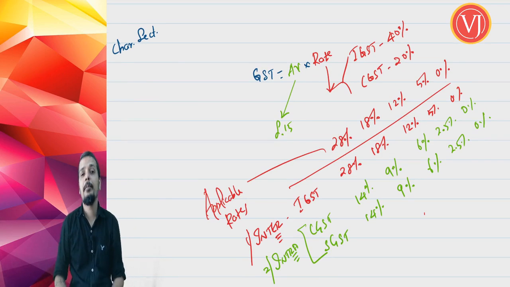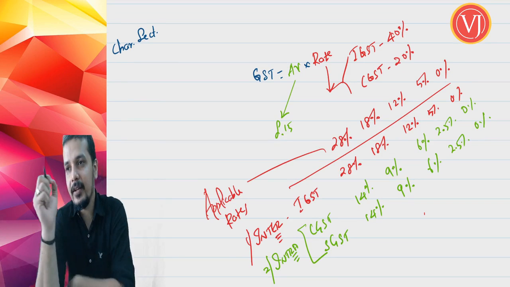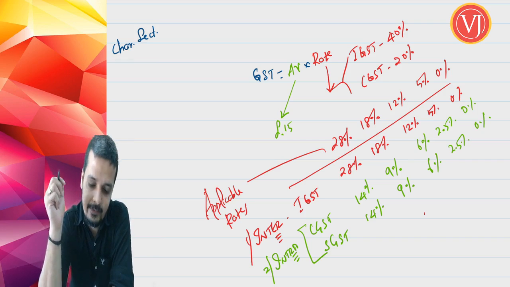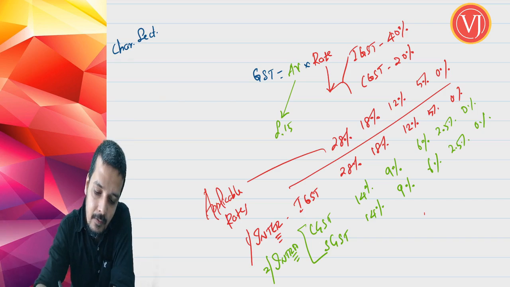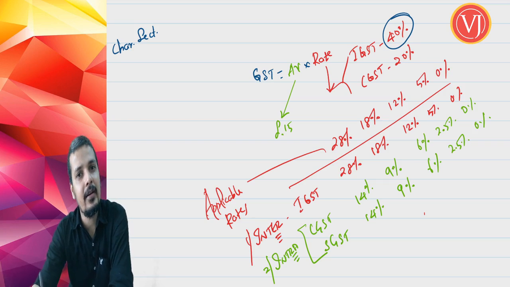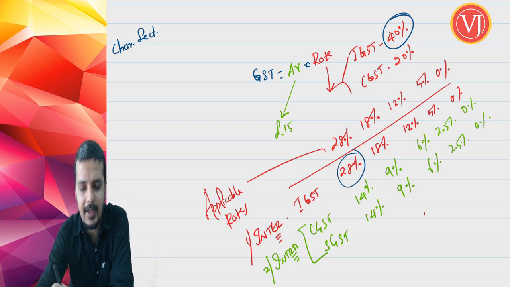Now, let me be very clear. You have to be very cautious with the wordings. If the question asks, what is the maximum rate which can be there as per IGST Act? The answer should be 40%. And if the question asks, what is the maximum IGST rate which is applicable as of today on the products? Then the answer should be 28. So you have to be very careful.